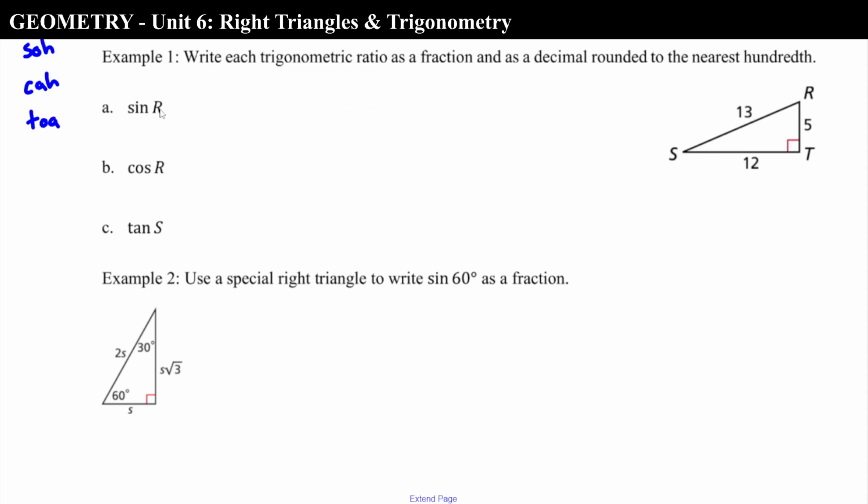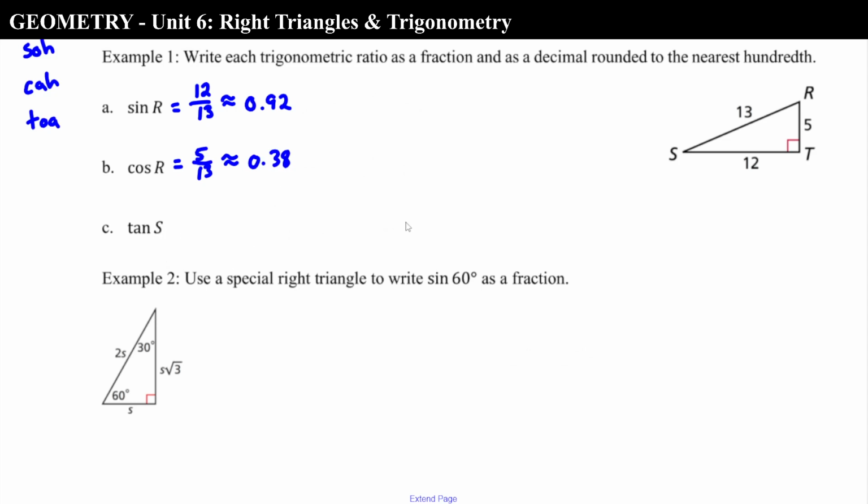So, sine of R is going to be equal to opposite over hypotenuse. R is here. The opposite side is 12, and our hypotenuse is 13. That does not reduce, so we can leave it as it is. If you put it in your calculator, 12 divided by 13, you get approximately 0.92. The cosine of R is going to be adjacent over hypotenuse. So 5 over 13. That does not reduce, so we'll put our decimal form, divide it in your calculator, and you get 0.38.